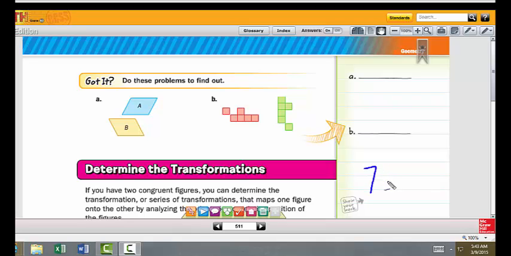Here are your solutions to 7-1. These are the letter problems. We'll start with letter A. We're asked to check to see if these two figures are congruent.